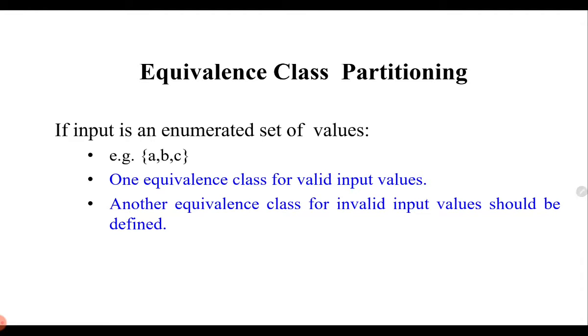Now, if an input is an enumerated set of values, which means A, B or C, then one equivalence class for the valid input values and the other equivalence class for invalid input values should be defined. So it means that suppose we have this kind of enumerated values like A, B and C, we have to keep those values which belong to, or which possess, similar characteristics in class 1. And maybe in class 2, we can keep other values like hash, 1, 2, 3, question mark, etc.